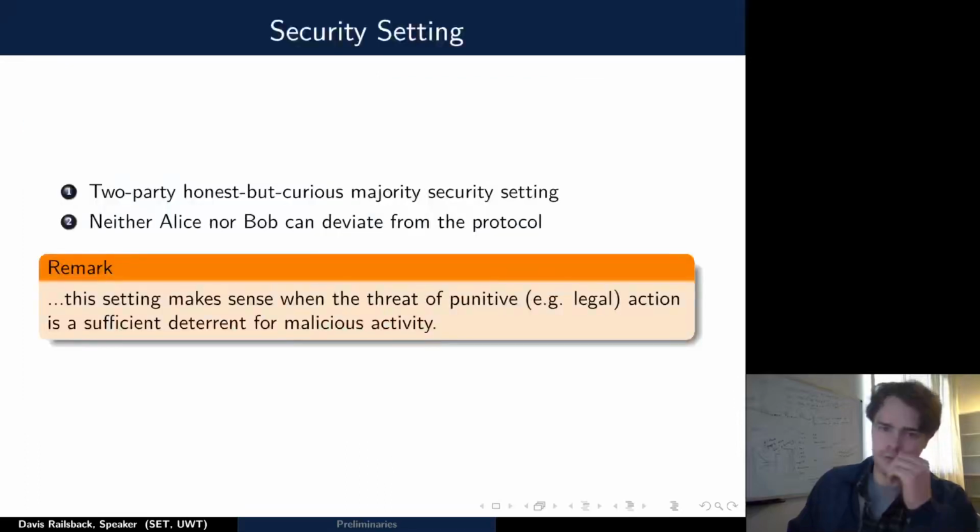I mentioned that we are operating in the two-party scenario. The two-party honest but curious setting is basically such that both of the two players cannot deviate from the protocol at all. They can just sit there and try to learn as much information as they want. This is basically the weakest security setting possible, but it does make sense when legal repercussions are a good enough deterrent against deviating from the protocol. For instance, if protecting the data isn't the absolute key priority, but the chance that somebody got caught would be enough to deter them from that action.